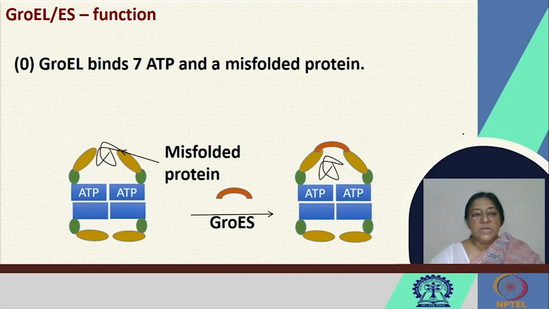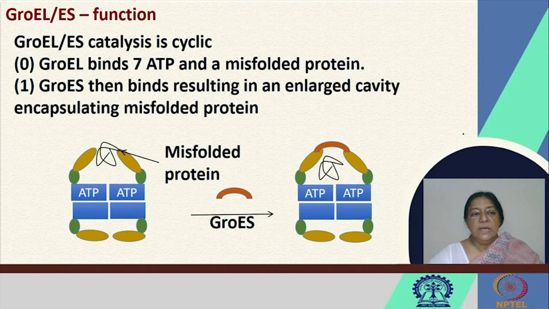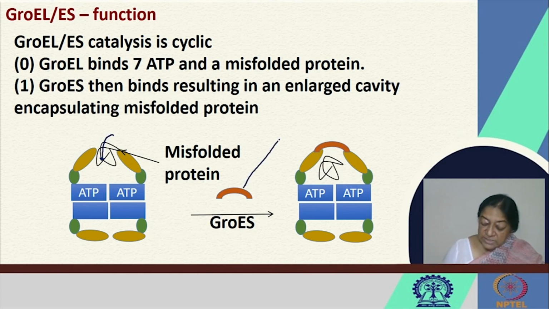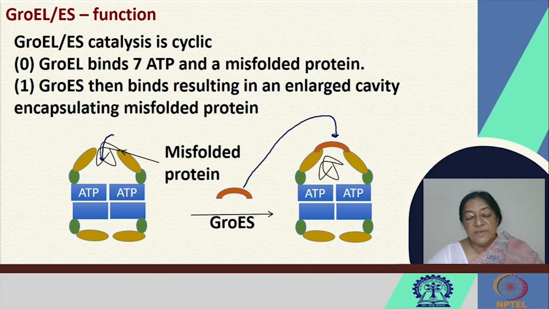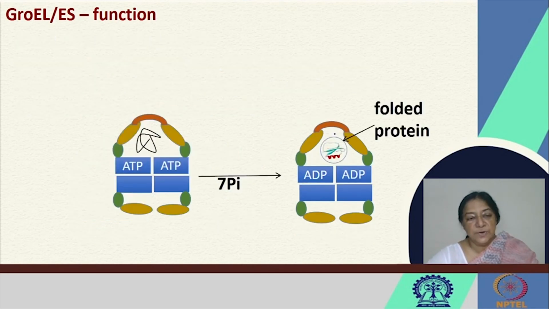So the GROEL binds the 7 ATP and a misfolded protein. Then the catalysis, as we looked at, is a cyclic process. The GROES then binds, resulting in a larger cavity. This forms the cap on top here. We have the ATP bound, 1 ATP per protomer. So there's 7, we know it as a heptameric capsule that is present there, two of them. So we have 7 ATP bound here.